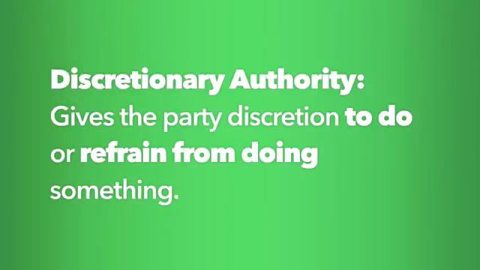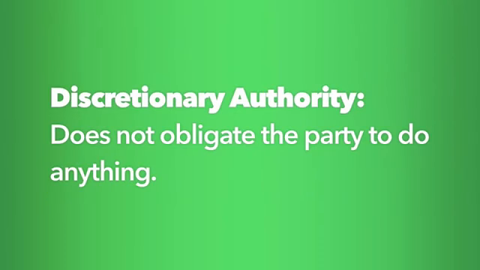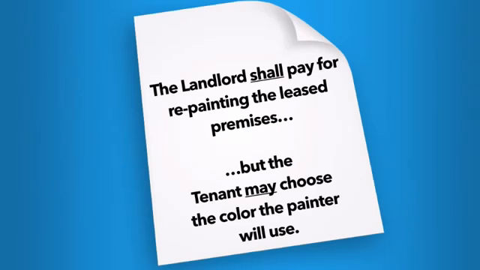A grant of discretionary authority gives a party the discretion to do or refrain from doing something, but does not obligate the party to do anything. A grant of discretionary authority is signaled by the use of "may." So, for example, in this sentence, "The landlord shall pay for repainting the leased premises, but the tenant may choose the color that the painter will use." The use of "shall" indicates the landlord is obligated to pay. It creates a covenant, while the use of "may" indicates that the tenant has the discretion to choose the color of the paint. It creates a discretionary authority.